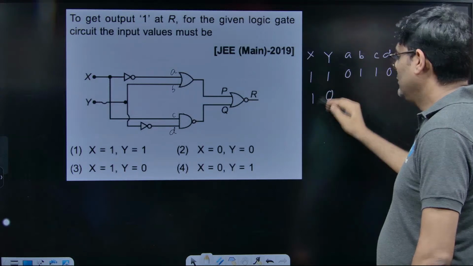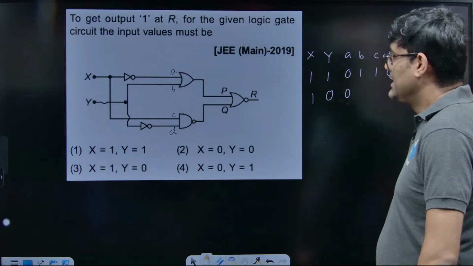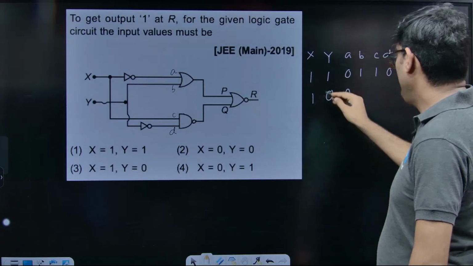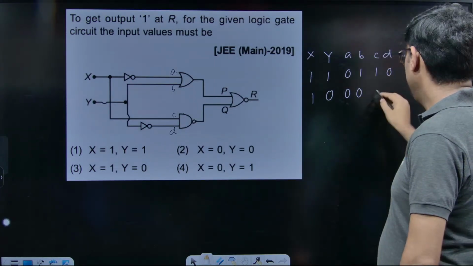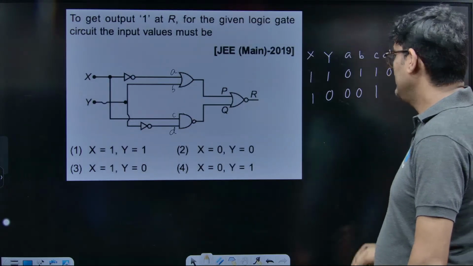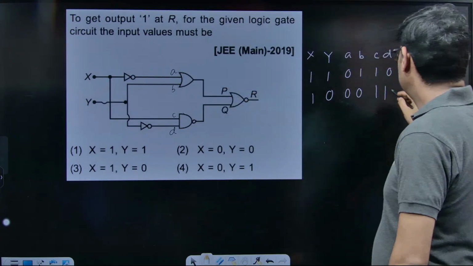X1, Y0. What is A? X opposite to X, and B is the same as Y. Okay. What is C? Same as X. What is D? Opposite to Y. Okay. A or B means 0.